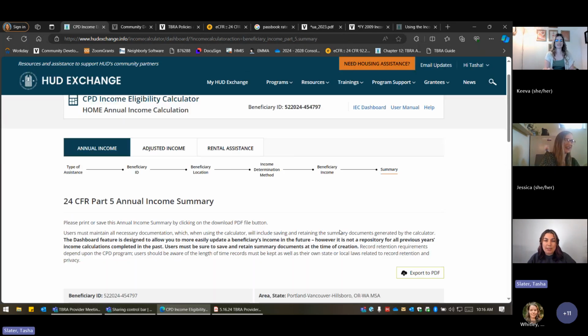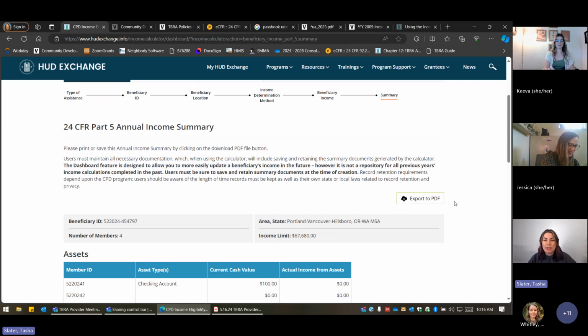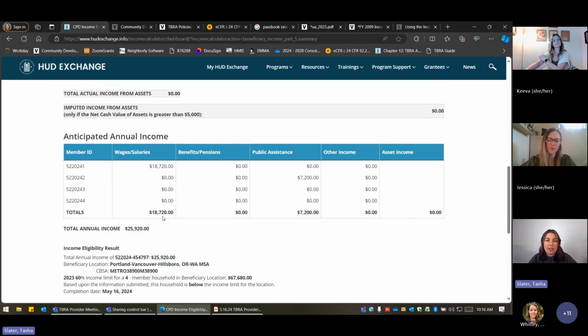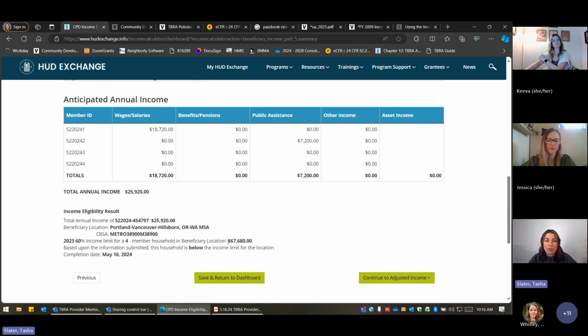So we will calculate their income. This is just a summary. Again, another export to PDF. If you want this for your files, it will list the assets, anticipated income, and then we'll also show what the AMI is, a 60% AMI.